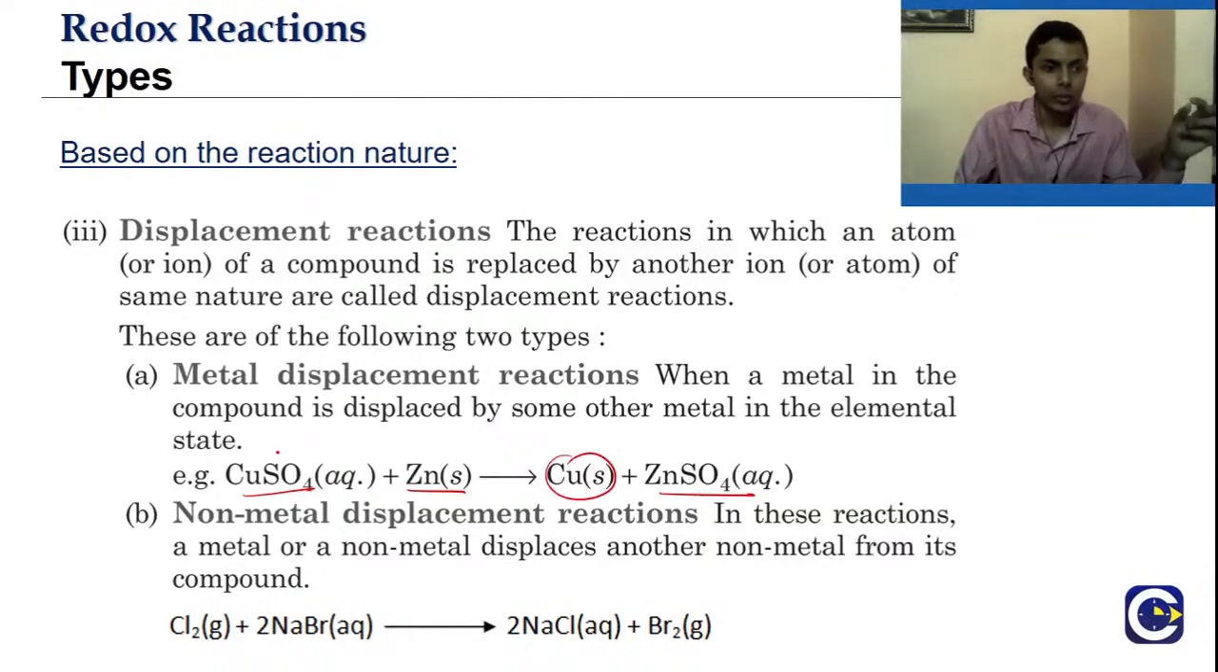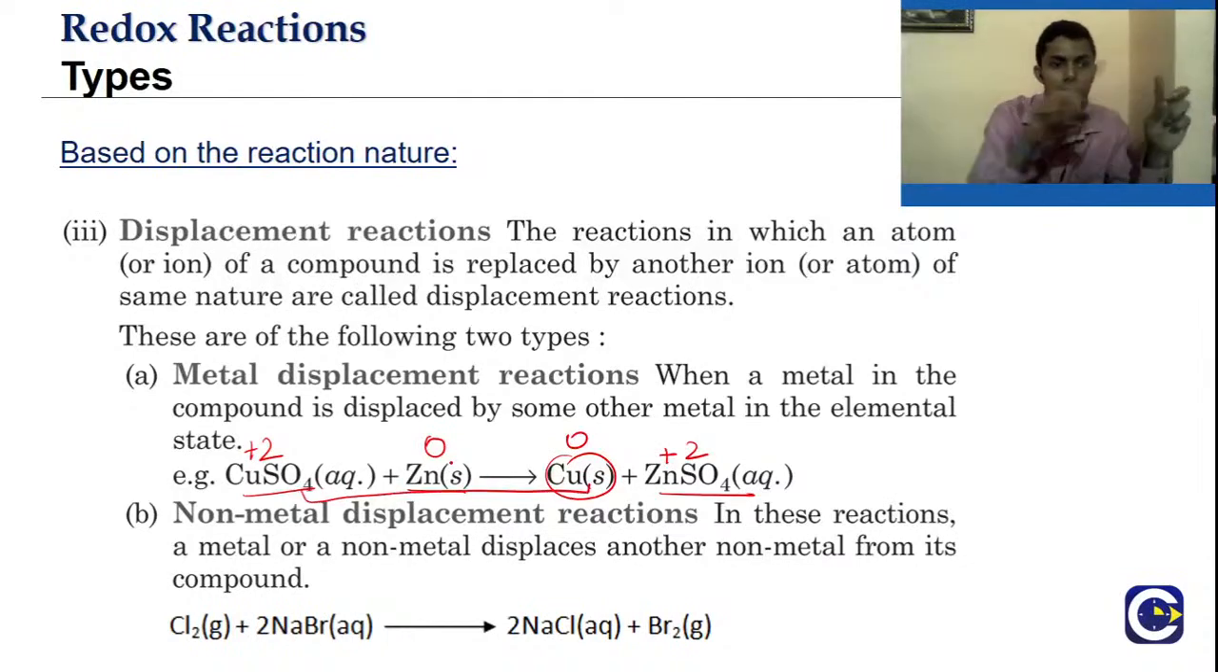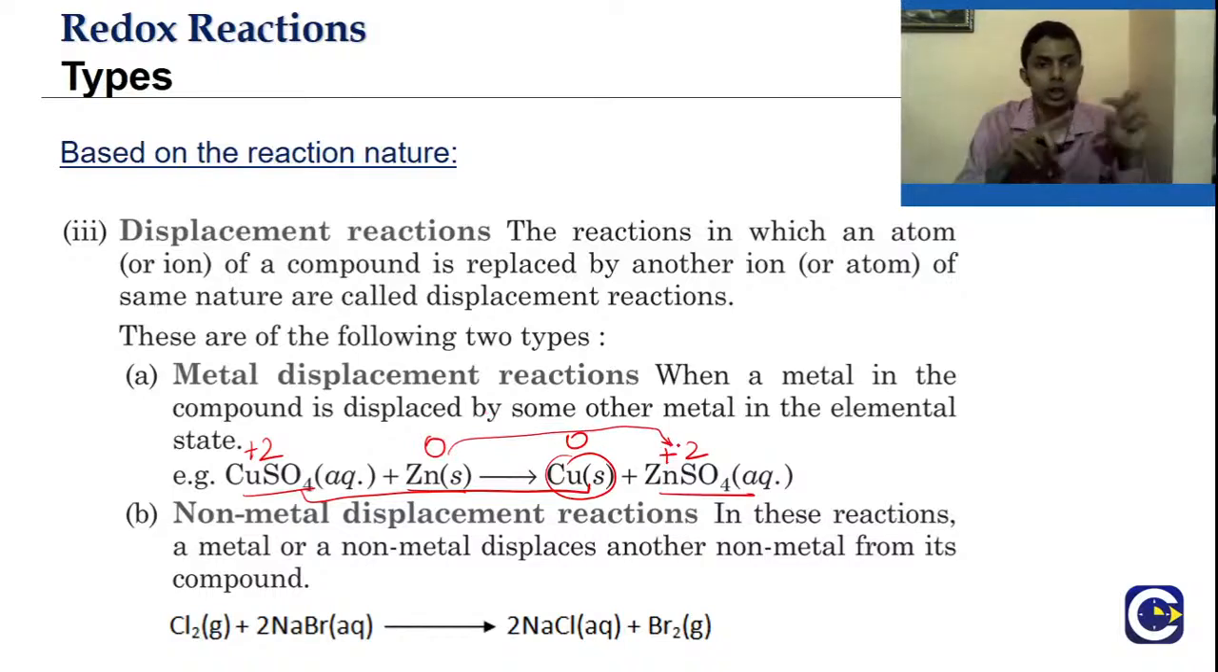So here if you see, copper has an oxidation number of +2 and zinc has an oxidation number of 0. But then 0 changes to +2 over here and copper +2 changes to 0. So this is undergoing reduction because the oxidation number is decreasing, and this is undergoing oxidation because the oxidation number is increasing. Non-metal displacement reaction: in this case, non-metals are displaced.